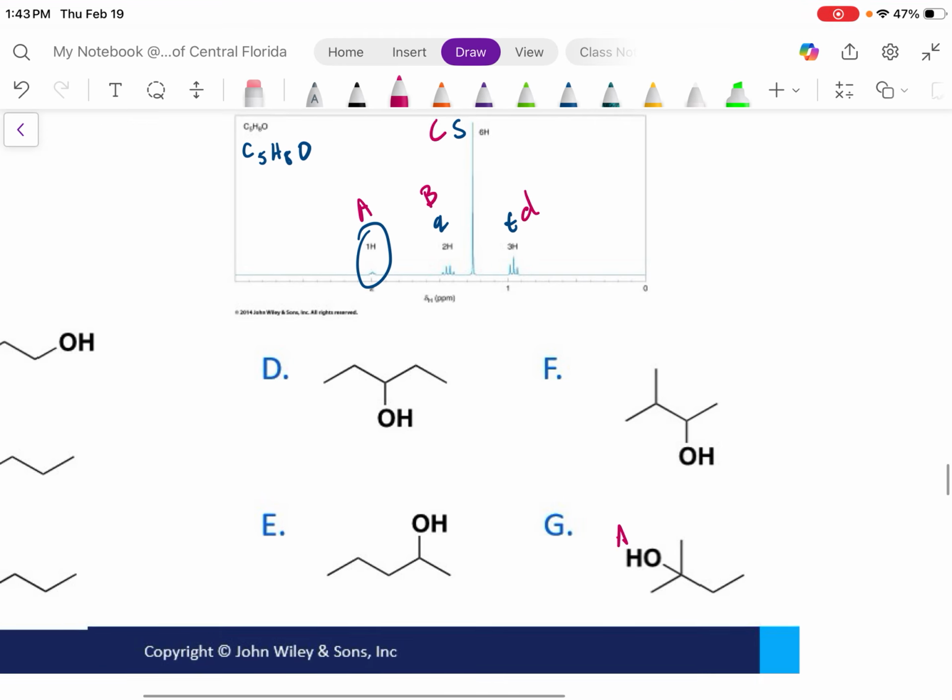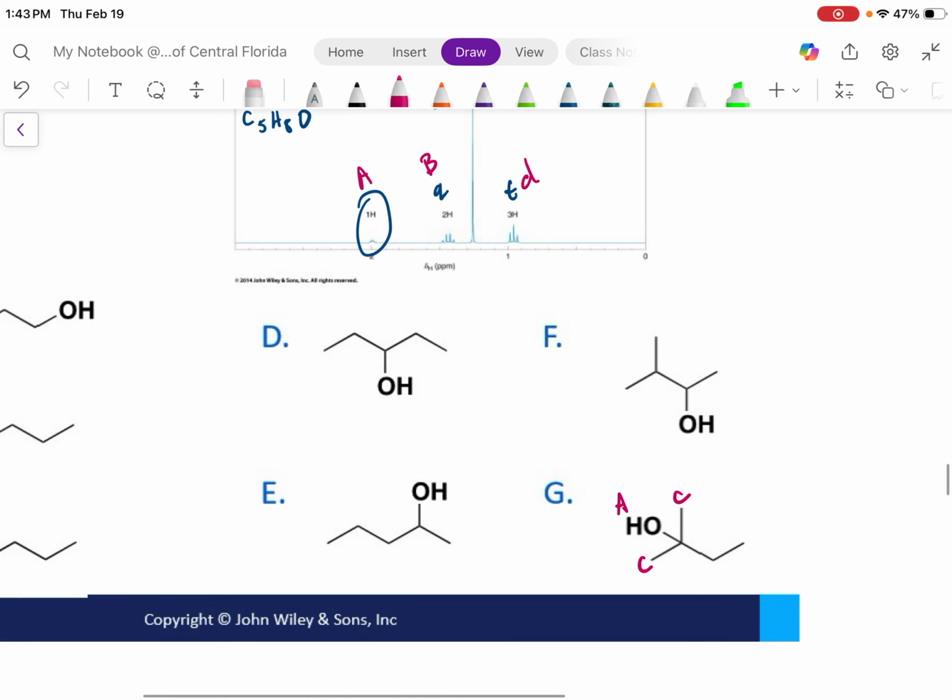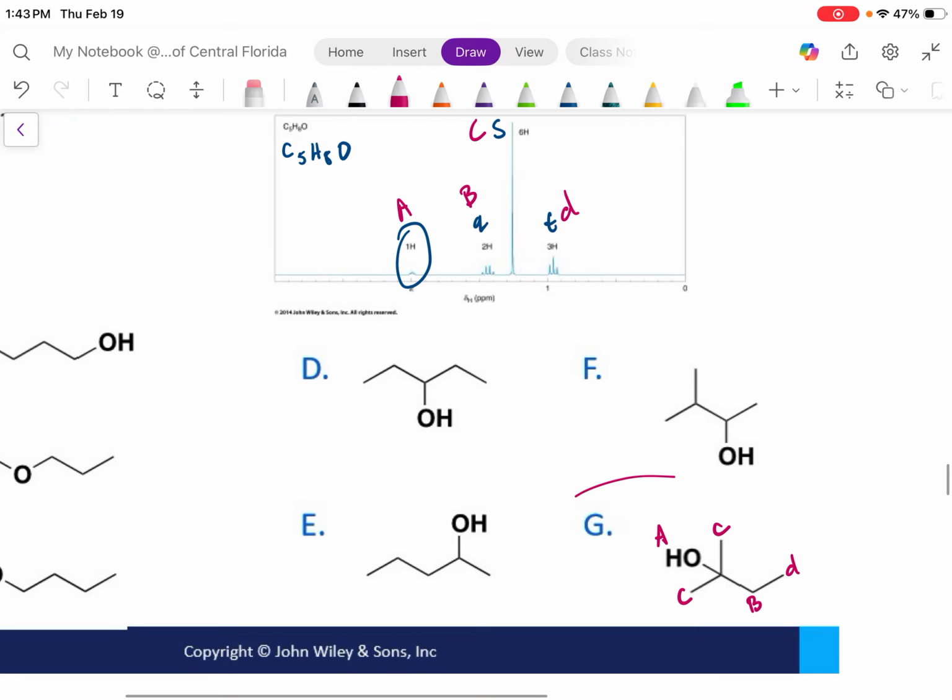So that proton is A. And then we have those two singlets here. That would be C and C. That's a singlet. And then this would have to be B, because that's going to be split into a quartet. And then D would be split into a triplet. And the integration values all make sense. And that's the answer. So G.